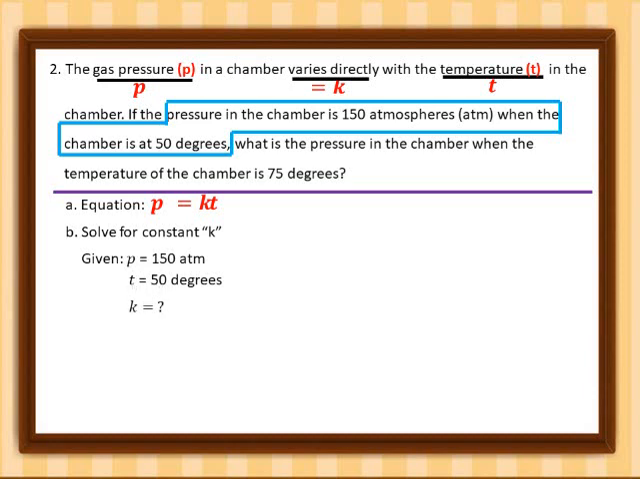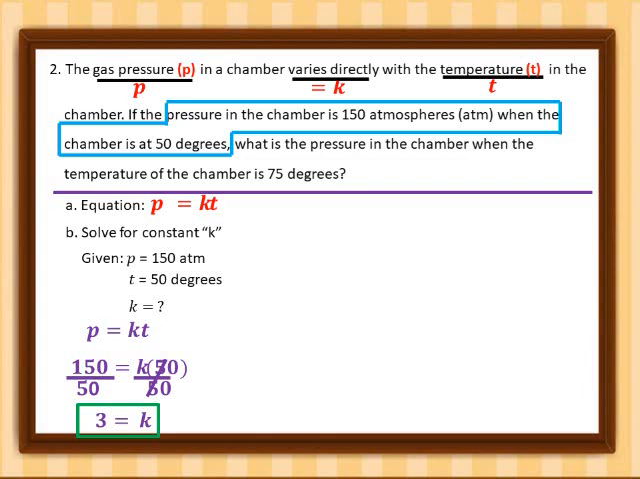Again, our equation will be P is equal to K times T. So we substitute the given. We have 150 is equal to K times 50, the temperature. So we divide everything by 50. 150 over 50 is 3. We cancel the 50, leaving us K. So our K for number 2 is equal to 3.